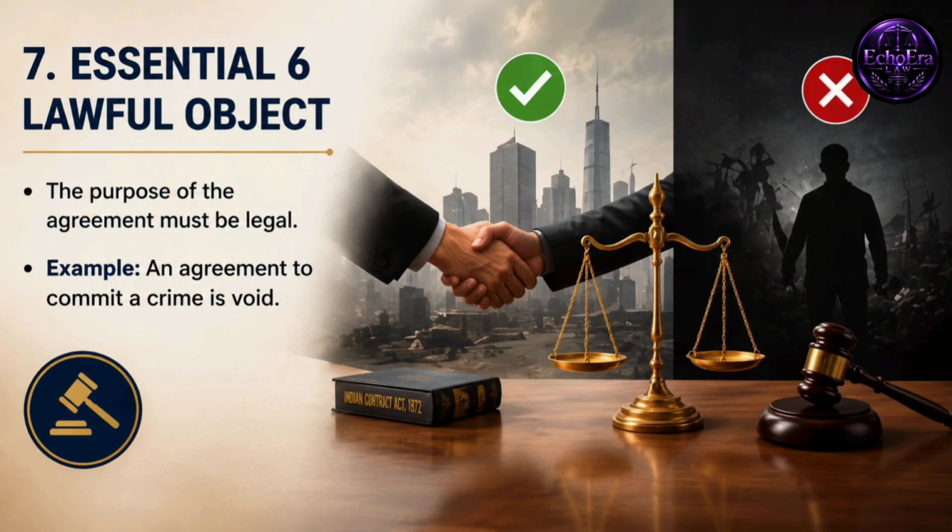The sixth essential is a lawful object. The purpose of the agreement must be legal. If the object itself is illegal, the contract becomes void. For example, if two people agree to commit a crime in exchange for money, that agreement can never be a valid contract. The law never protects illegal agreements.